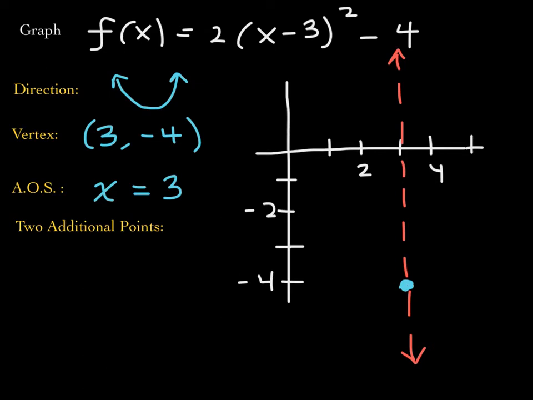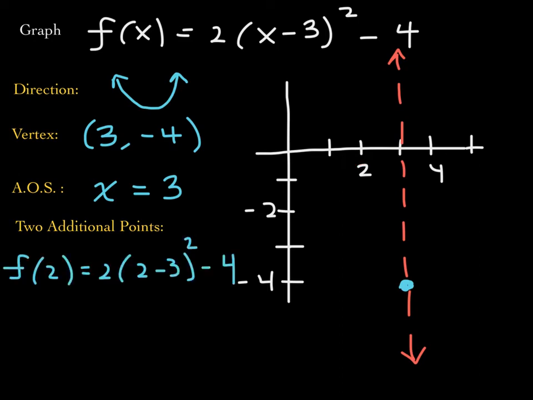So this is my rule of thumb. Let's choose an x value that is really close to your vertex or your AOS. This is x equal to 3 right here. So let's plug in either 2 or 4. Now you can plug in whatever you want, but this is my suggestion. Plug in 2 or 4. I'll go ahead and plug in 2.